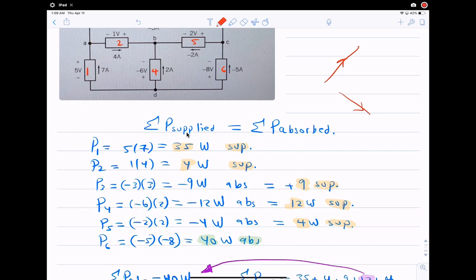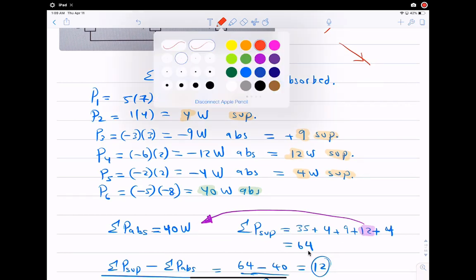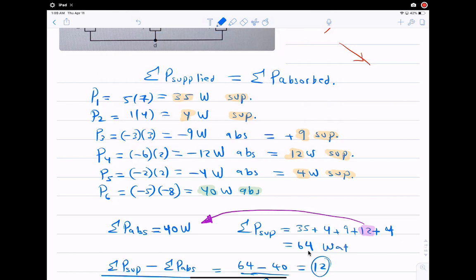So the total power supplied is what? Here the ones in orange are the power supplied. 35 plus 4 plus 9 plus 12 plus 4 equals, I calculated it here, 64. 64, and the unit is watt. Now, the total power absorbed, there is only one in green, which is 40. Okay, are they equal? No, 64 is not equal to 40.